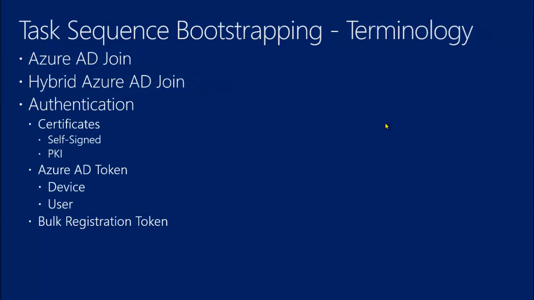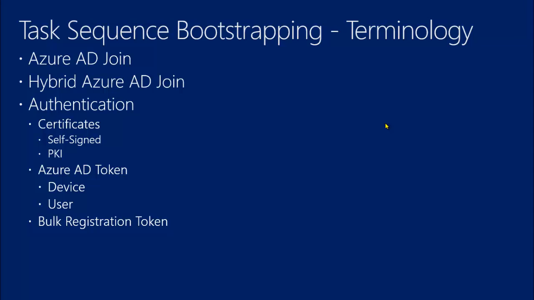Okay. Now, some terminology to level set on as we kind of trudge forward, right? Talked about these terms before, but I think it's a good time to just highlight a couple of things, right? So there is Azure AD Join. Azure AD Join is where your device is only joined to Azure AD. It is not joined to on-prem at all, right? Now, you don't have to choose one or the other to use task sequence bootstrapping. The reason I call it out is because of the autopilot scenario that's coming up, right?